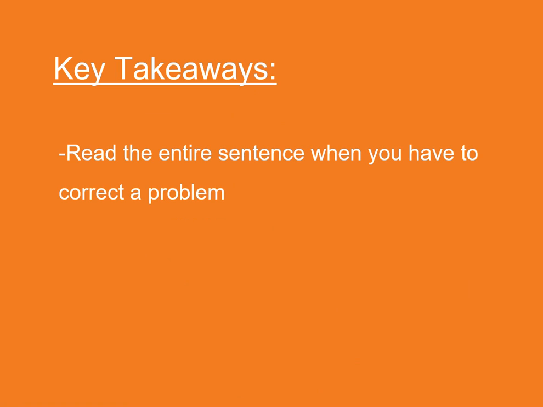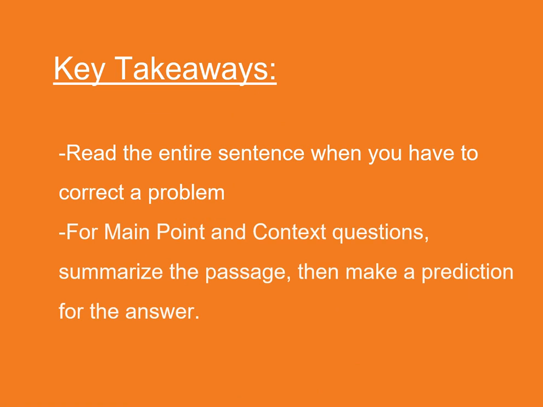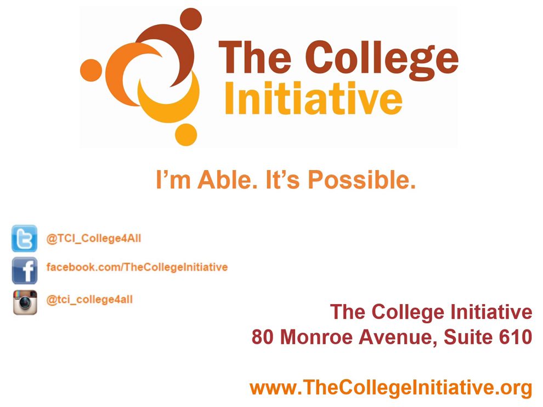So our key takeaways for the English section: you're going to read the entire sentence when you have to correct a problem. For main point and context questions, you're going to summarize a passage and make a prediction for that answer. That's all that I have for you for video 1 for the English portion. If you know grammar, it should be pretty easy. If you don't know grammar and punctuation, check out video number 2, because that's going to give a lot of explanation on how to use these questions here.